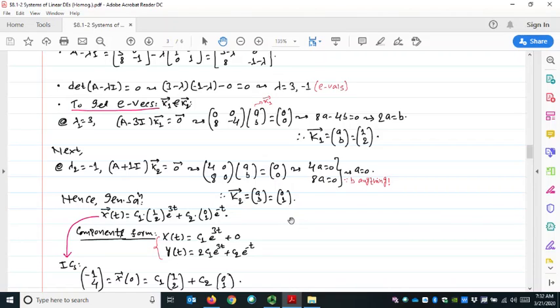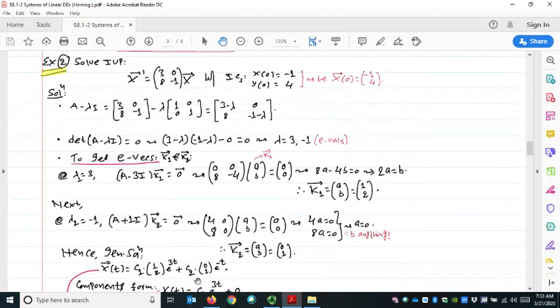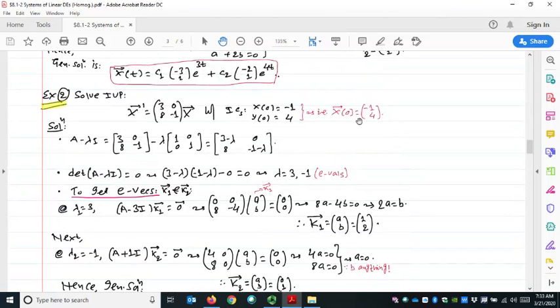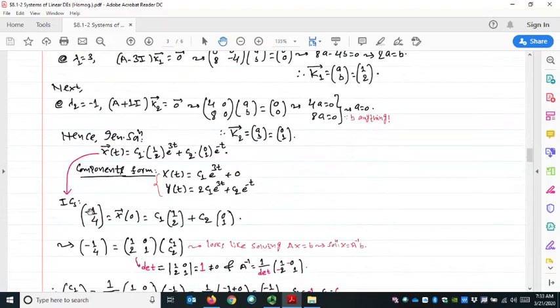Great. Now we can write the general solution of the given differential equations. So vector x(t) equals c1 times k1, which is (1, 2), times e to the 3t, where 3 is the eigenvalue, plus c2 times k2, the eigenvector, e to the negative t, where -1 is the other eigenvalue. Great. Now let's use the initial conditions to find the values of c1 and c2. What are the initial conditions? When t is 0, x of 0 is (-1, 4).